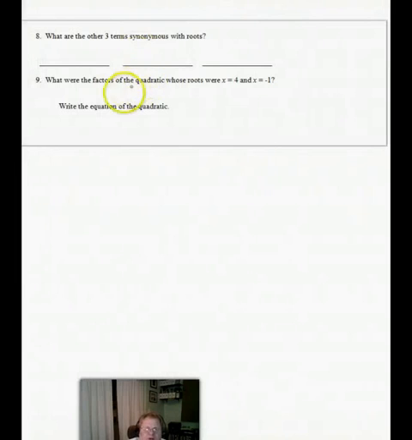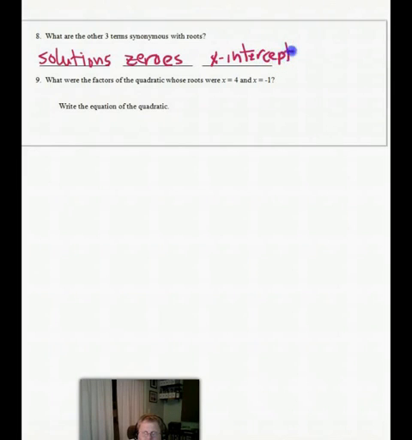Okay, and this just keeps continuing. I just cut and pasted from the worksheet. So, all right, what are the 3 terms synonymous or equal to a synonym to roots? The answer to that are the solutions, the zeros, and the x-intercepts. Okay, so those all mean the same thing.